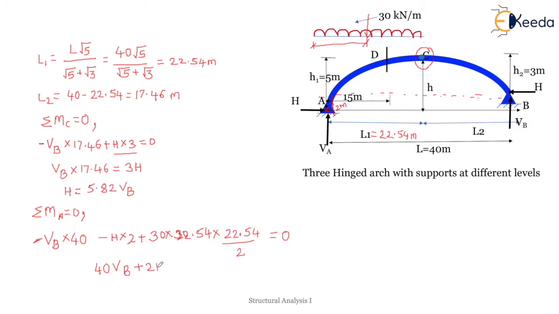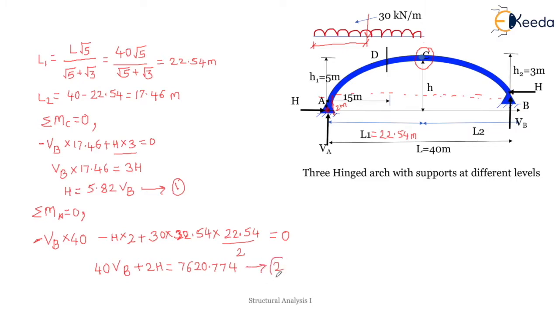So here we will get 40 VB plus 2H is equal to 7620. When you calculate, you will get 774. So let us consider this as equation number 1, and this as equation number 2.